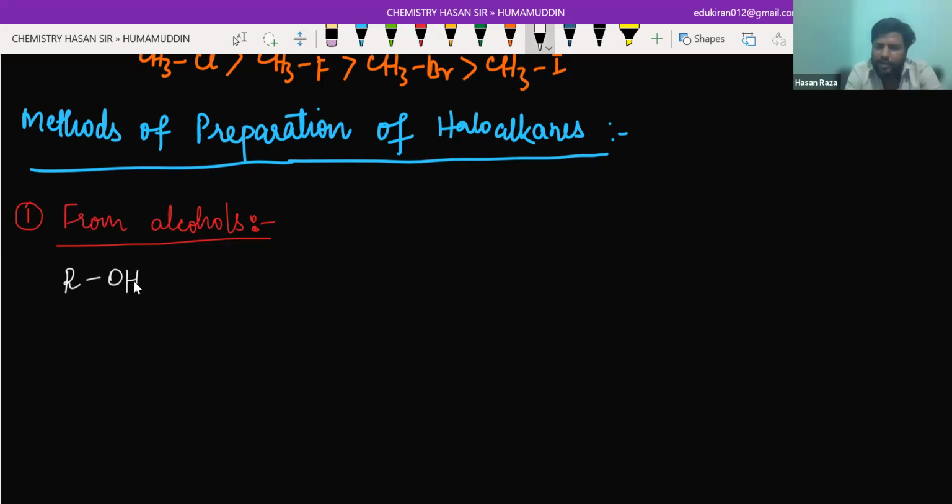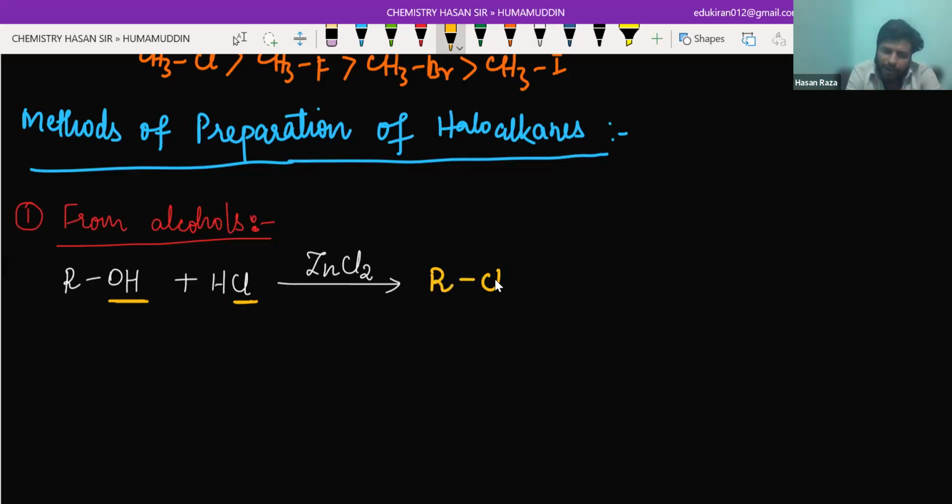So from alcohols, this is your alcohol. Everyone knows that OH present in hydrocarbon, that is alcohol. If you are going to treat alcohol with HCl in the presence of ZnCl2, you know what will happen? It's very easy. You need to prepare haloalkane. Halo means X, or halogen: fluorine, chlorine, bromine, iodine. So what you need to do, just replace this OH with Cl. So you will get RCl. And this OH that will be removed from here, and H that will be left here, will combine to form H2O.